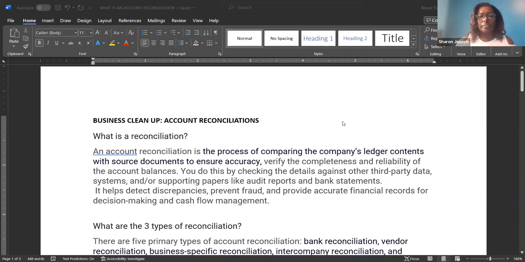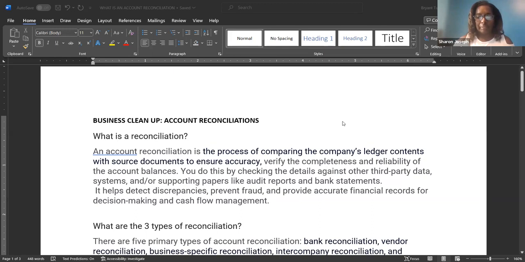An account reconciliation is the process of comparing the company's ledgers with source documents to ensure accuracy, and to verify completeness and reliability of the account balances. So what you're basically trying to do is take what the company has recorded and see what it's missing, or what is recorded inaccurately. So again, don't get hung up on the word cleanup. Understand that what they're asking you to do is basically an account reconciliation of all of their accounts.